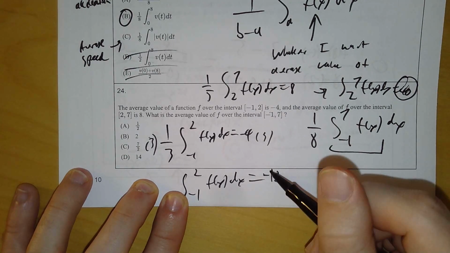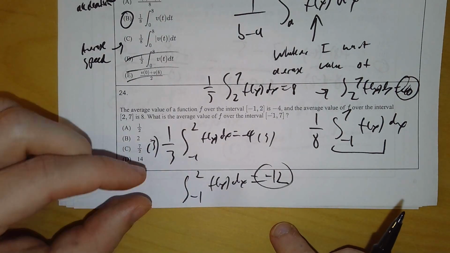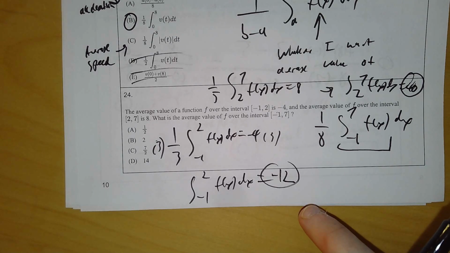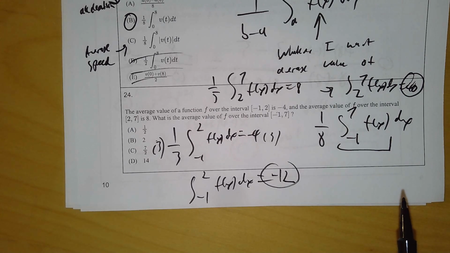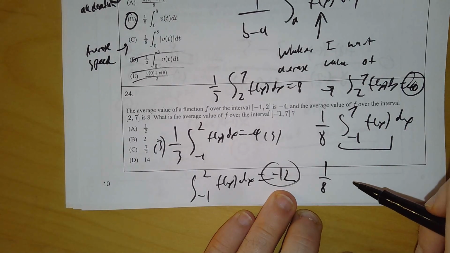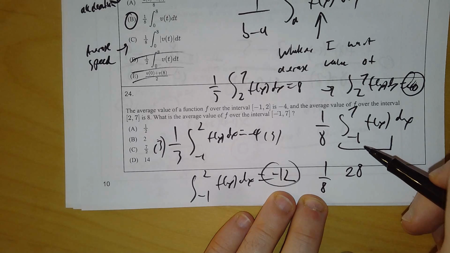So 40, and this is like rules of integrals, because these match negative 1 to 2 and 2 to 7. I can add these together. 40 plus negative 12 is 28, right? Yes, 28. So I'm going to have 1/8 of 28, because I'm subbing that in now.